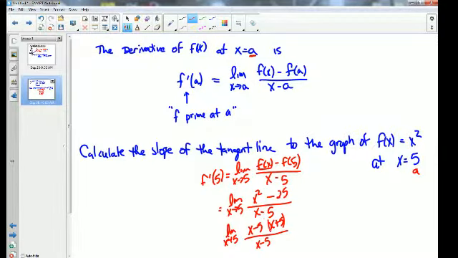Oh, you guys are way ahead of me. I can't write that fast. Okay, 10, right? That's the algebraic solution to that question: the slope of the tangent line at x equals 5.